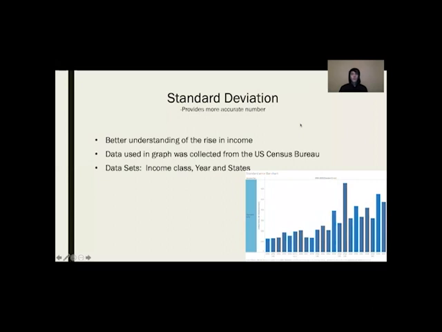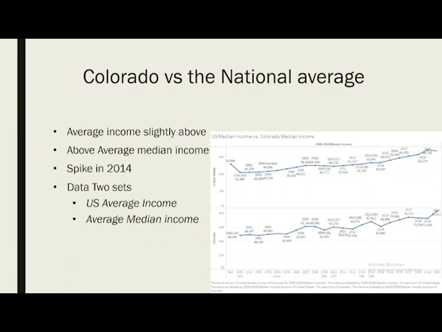Another variable we looked at was standard deviation. We compared the standard deviations throughout the years when it comes to looking at median income. What standard deviation does is help provide a more accurate number. An example of this is it creates a better understanding of the rise in the income over time. The data we used in the graph was collected from the United States Census Bureau, as said before. And the data sets that included standard deviation that we used to compare were income class, the years, and the states.